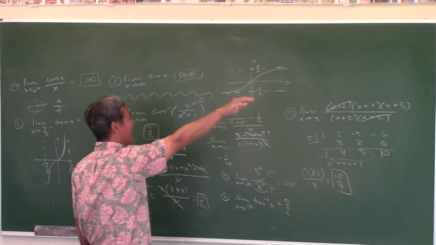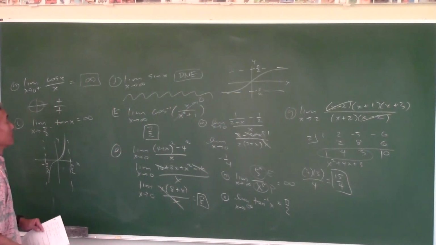So as you go to the right, the y coordinates are getting closer to pi over 2.